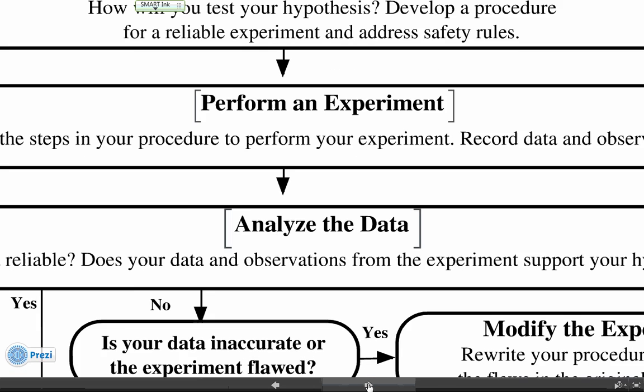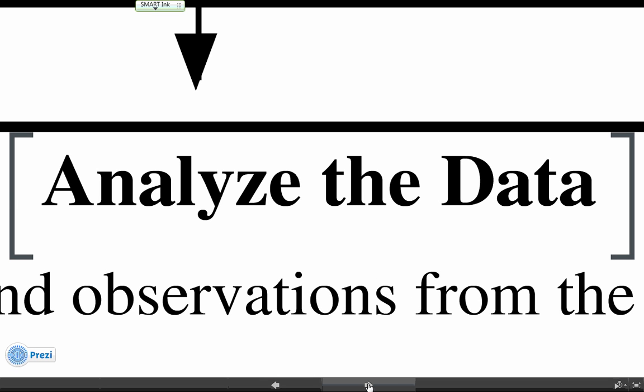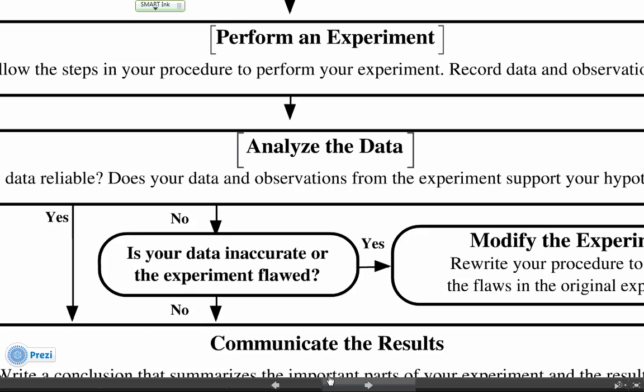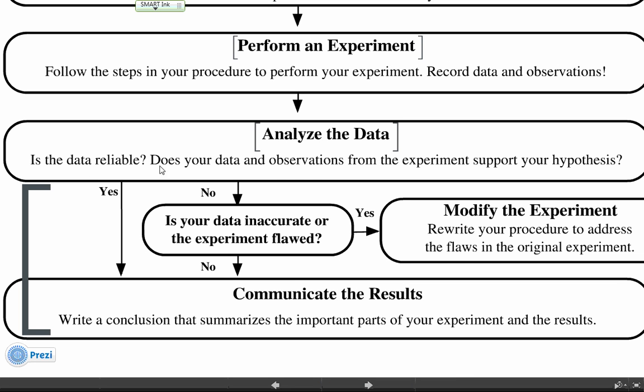Then you're going to analyze the data. Is your data reliable? Does your data and observations from the experiment support your hypothesis? Okay, if the answer is yes, the data is reliable and it supports your hypothesis, you will communicate the results to other people in the form of a lab report and the conclusion to the lab report.